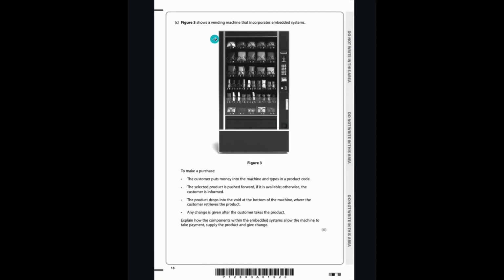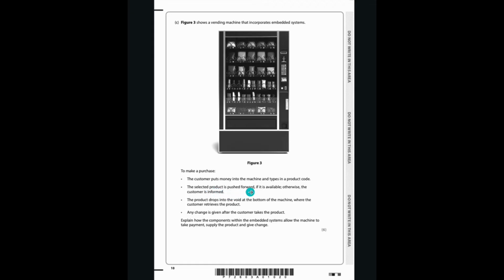Question C: Figure 3 shows a vending machine that incorporates embedded systems. To make a purchase, the customer puts money into the machine and types in a product code. That means the customer first sees the price, which is already written on the label below each product. Based on that product, they enter the product code using the keypad, and then they give the money.